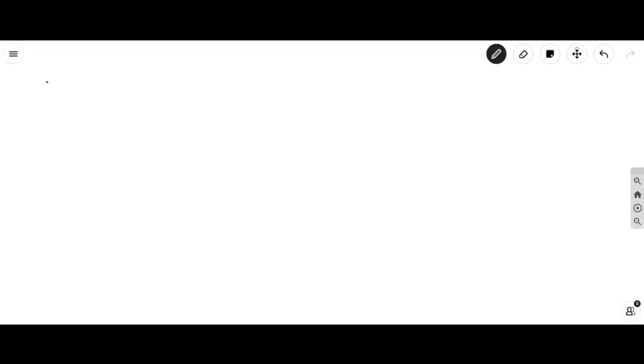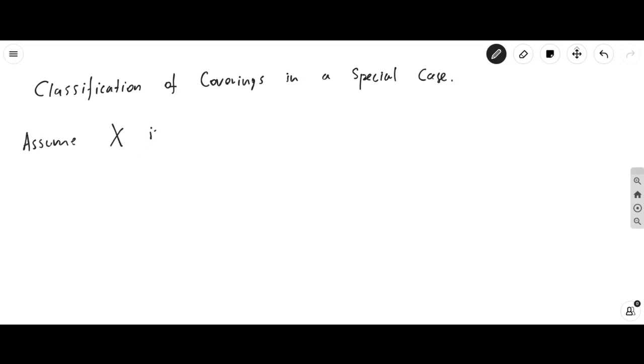We are going to classify coverings in a special case. The general case will actually be somewhat similar, but I specifically want to do something that we're comfortable with. So we're going to talk about classification of coverings in a special case. So this is going to be the special case. We're going to assume that X is simply connected, and G is going to be a subgroup of automorphisms that acts evenly on X.